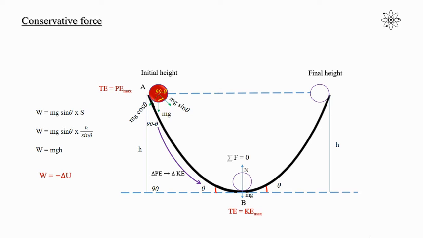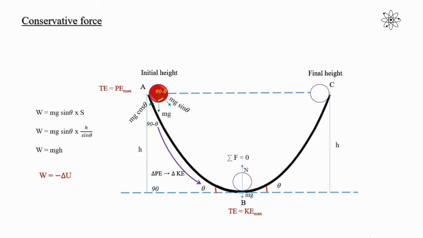So the net force acting on the ball is zero. That is, the ball is in equilibrium. So as the ball is in equilibrium, still it moves from position B to position C. How is that possible? When the ball moves from position A to B, it gains kinetic energy.